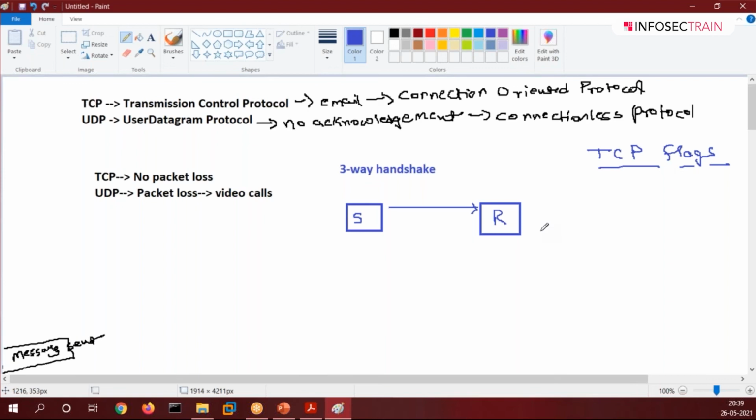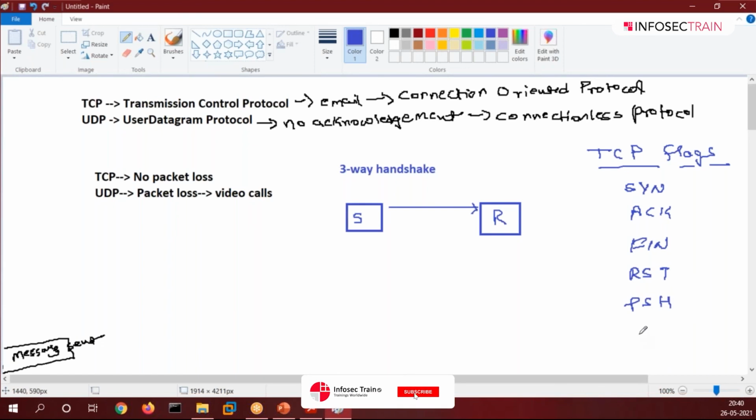What are TCP flags? So we have 6 types of TCP flags: SYN, ACK, FIN, right? We have reset, we have push, we have urgent. So we have these 6 flags which are used in communication.